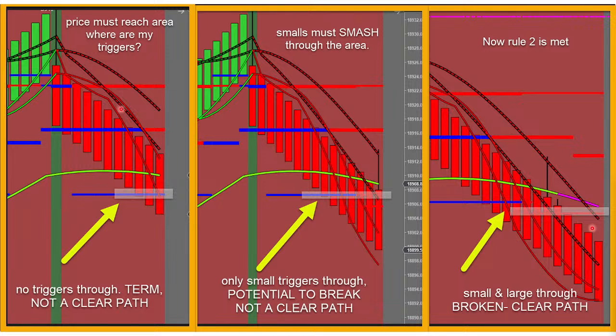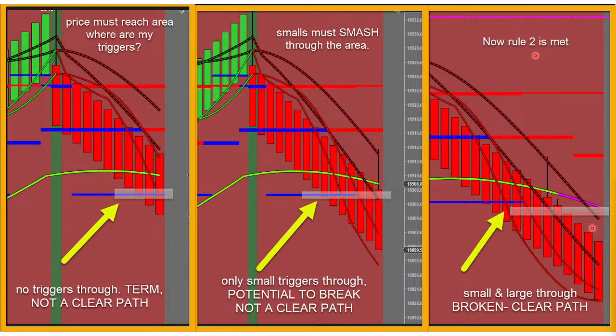If you're trading up into resistance, price reaches the area, triggers remain below it. In that moment, it's a termination condition. There is no clear path. No more short trades into this area. No more long trades into resistance.